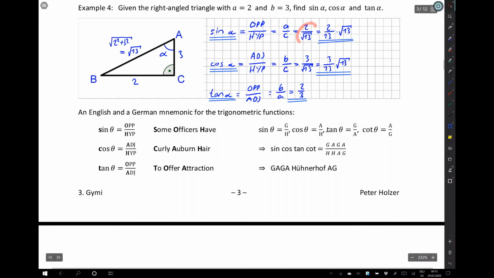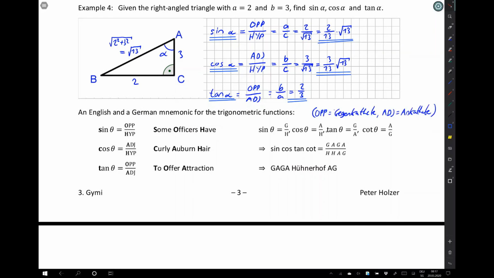Note that from here I have expanded by square root of 13 to get rid of the square root in the denominator. There is an English mnemonic how to remember these three ratios. So sine of theta, opposite hypotenuse, cosine here, adjacent hypotenuse, tangent opposite adjacent, and the way to remember it is: some officers have curly auburn hair to offer attraction.